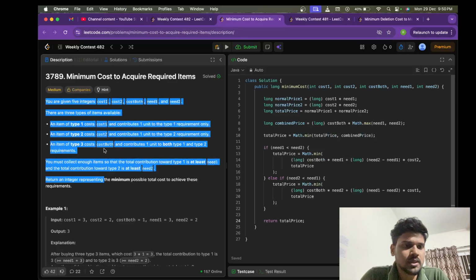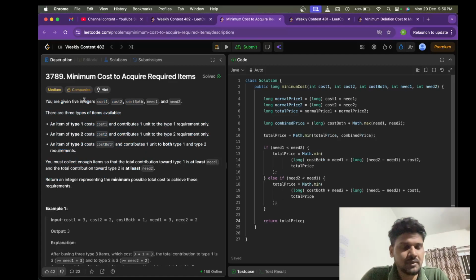The problem statement states that you are given five integers: cost1, cost2, costBoth, need1 and need2, and we are given three types of items available. Number one is an item of type 1, which costs us cost1, and its contribution is 1 unit to the type 1 requirement. The second type is type 2, its cost is cost2, and its contribution is 1 unit towards the type 2 requirement.